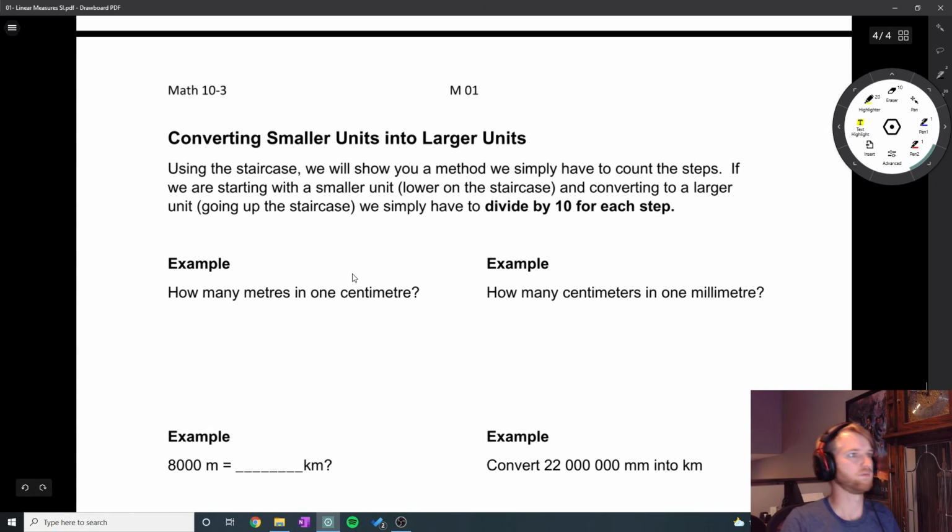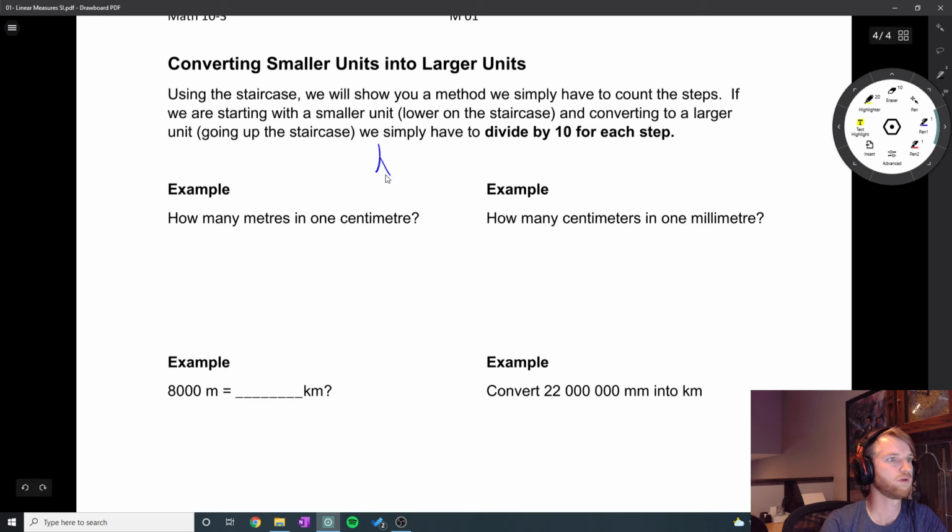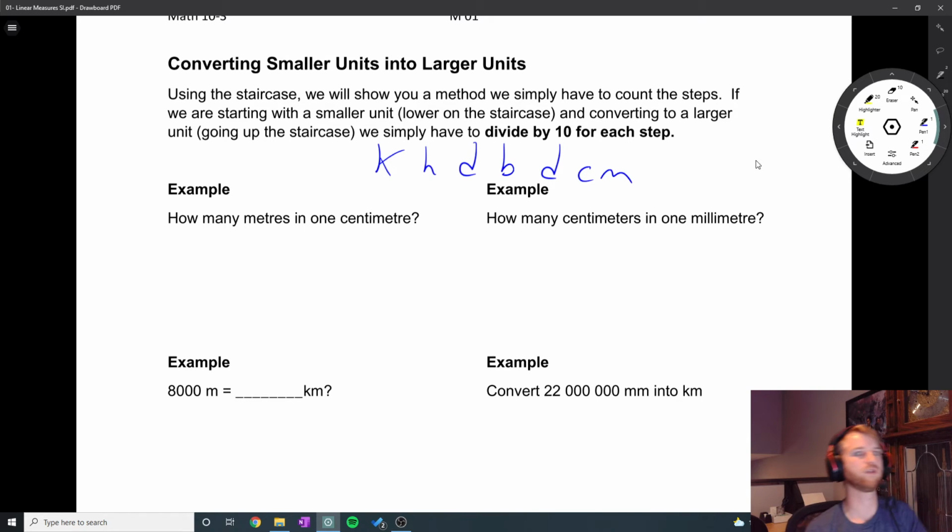Okay, last 2 examples. This is the same thing, just dividing. So how many meters in 1 centimeter? This time we are having to divide. In this case, we're now going up our staircase. We're going from small units to big units, so we need less, so we're dividing now. This one is starting off with 1 centimeter and going up to meters.